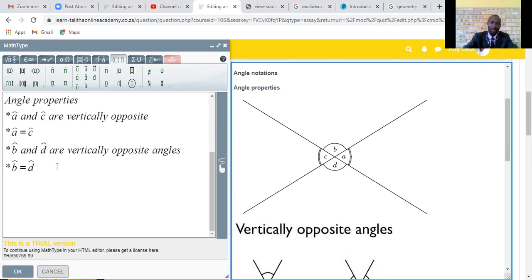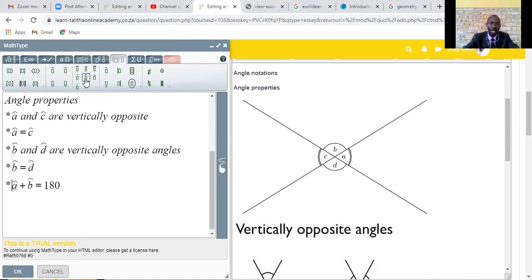So in a much more simplified way, under these properties, we can then go ahead and say angle A and B, that is A plus B, add up to 180 degrees. So let's first put them with the right notation. So here we go, B and A.